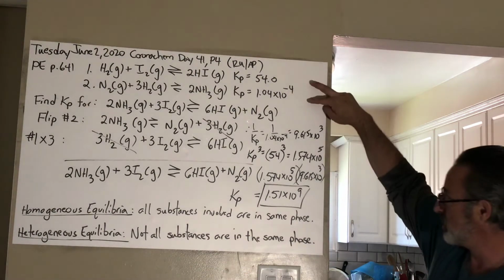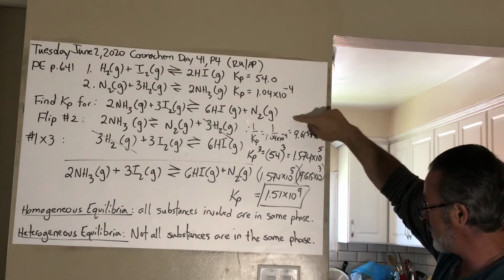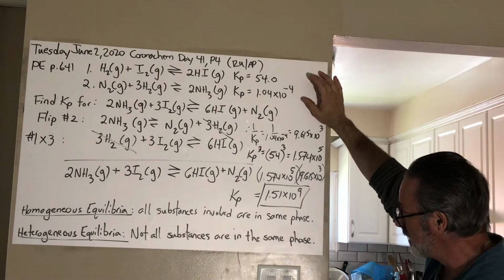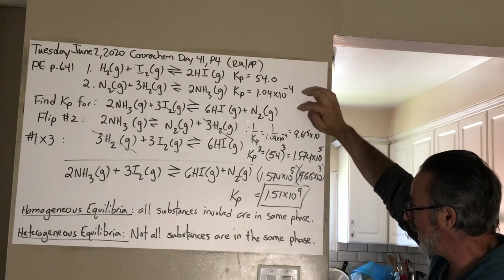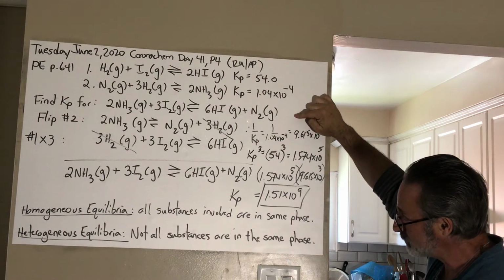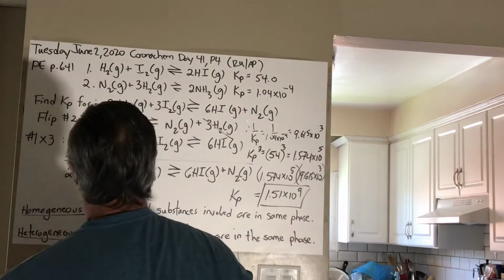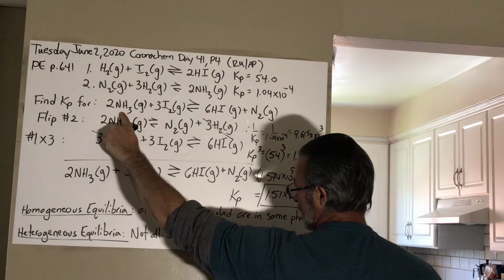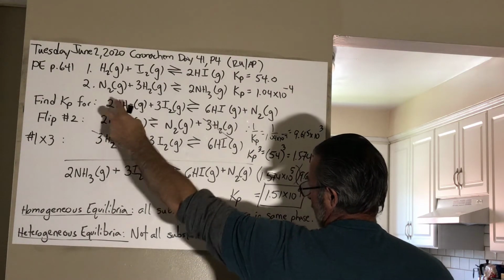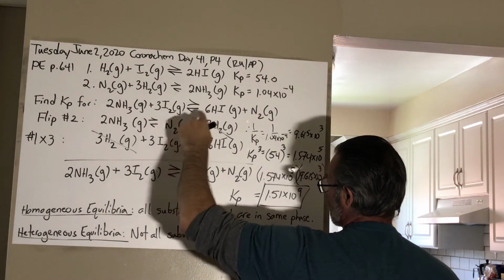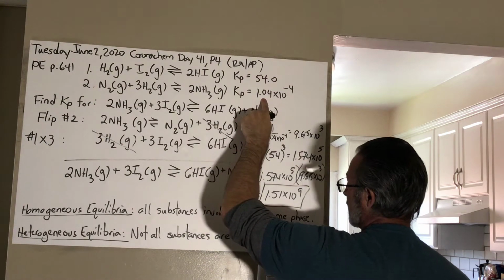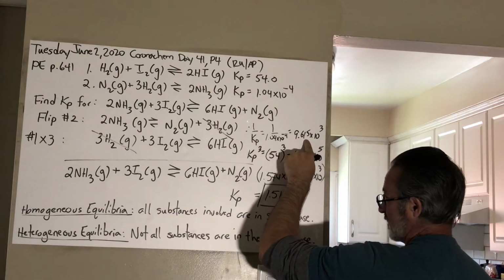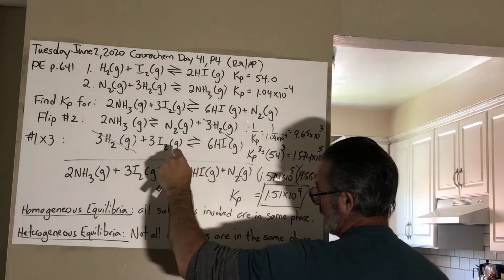So here are the 2 reactions that you're working with. This is your target reaction. They've given you the Kp values for the 2 starting reactions, and they want you to somehow combine these 2 reactions to produce that reaction. So we start by flipping reaction number 2. We write it backwards so that you get the 2 ammonias that you need, and then all the other things up here on the other side. So when you flip a reaction, you take the reciprocal of the Kp. So the reciprocal of the Kp is 1 over 1.04 times 10 to the minus 4. You get this number.